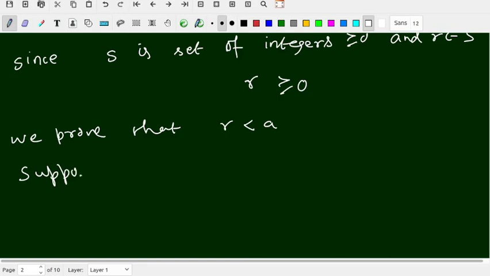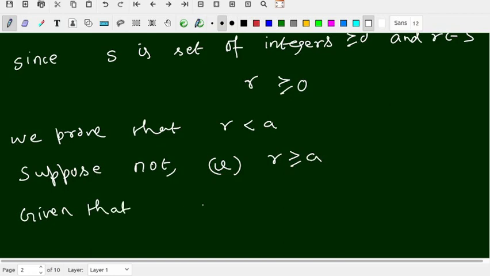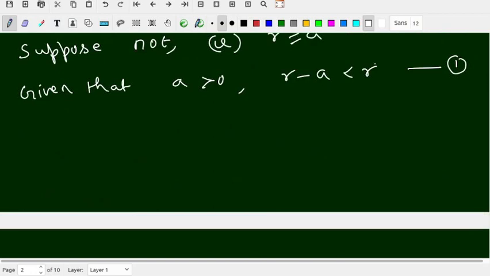Suppose not, that is, R is not less than a, then R is greater than or equal to a. Given that a is greater than 0, R minus a is strictly less than R. This I take as equation number 1. R minus a is strictly less than R because we have subtracted a from R. When we subtract from the first number, it becomes smaller.